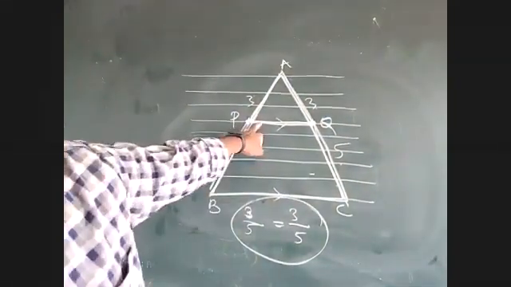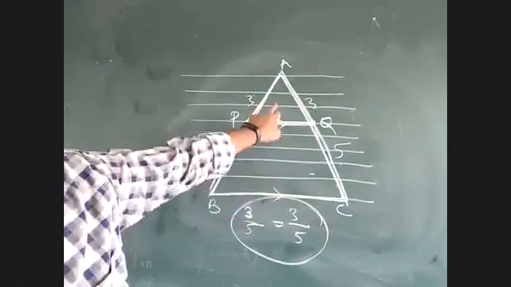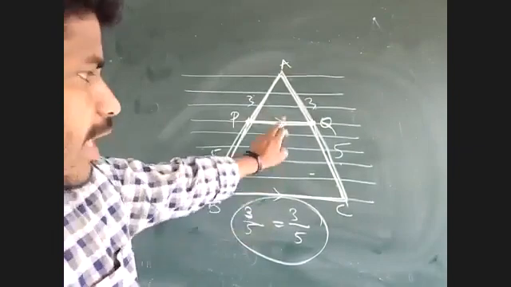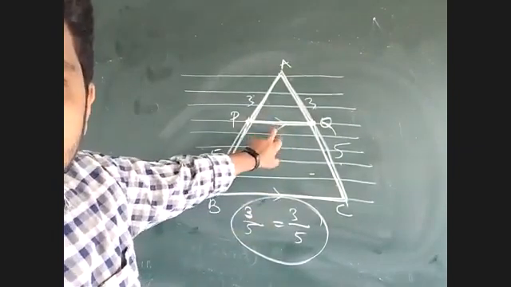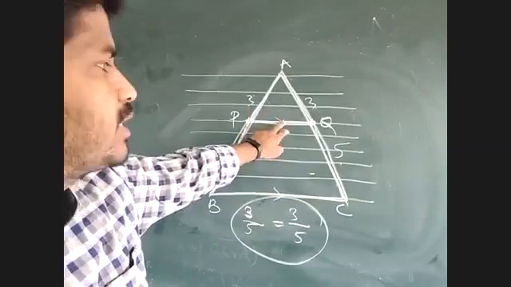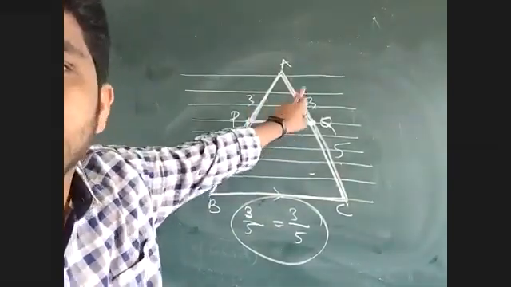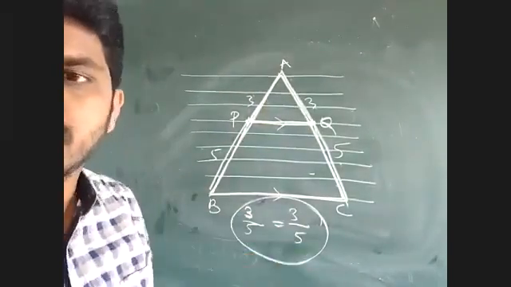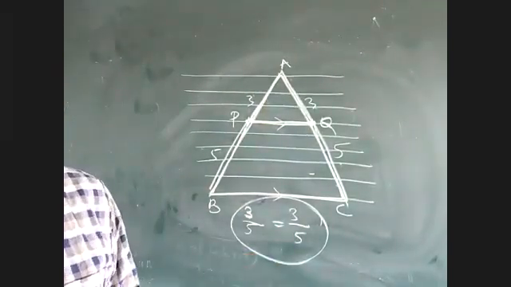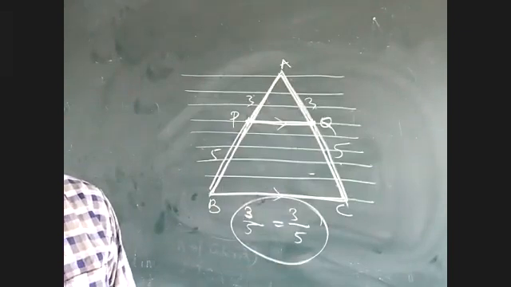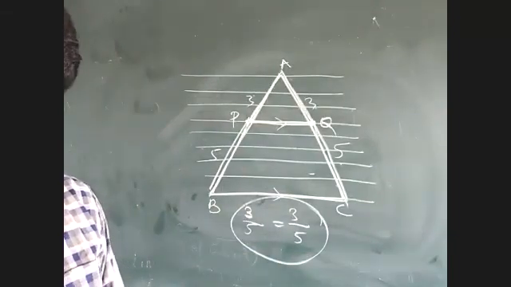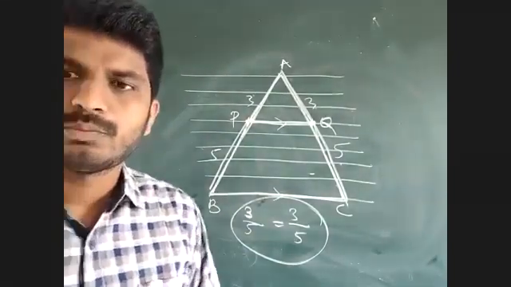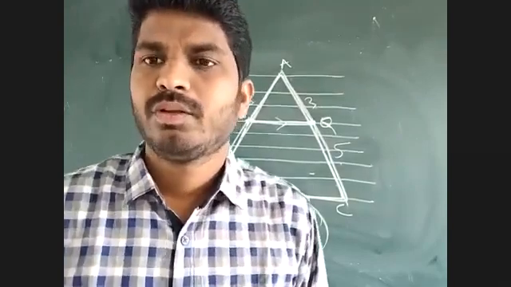If a line is drawn parallel to BC, if a line is drawn parallel to any one side of a triangle, then that line divides the remaining two sides in the same ratio. Is it right? Yes, sir. Is it clear, all of you? Yes, sir.